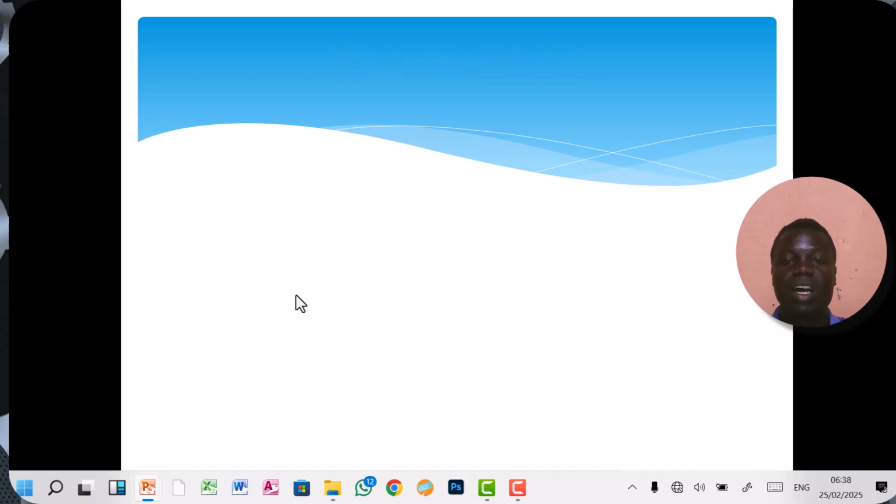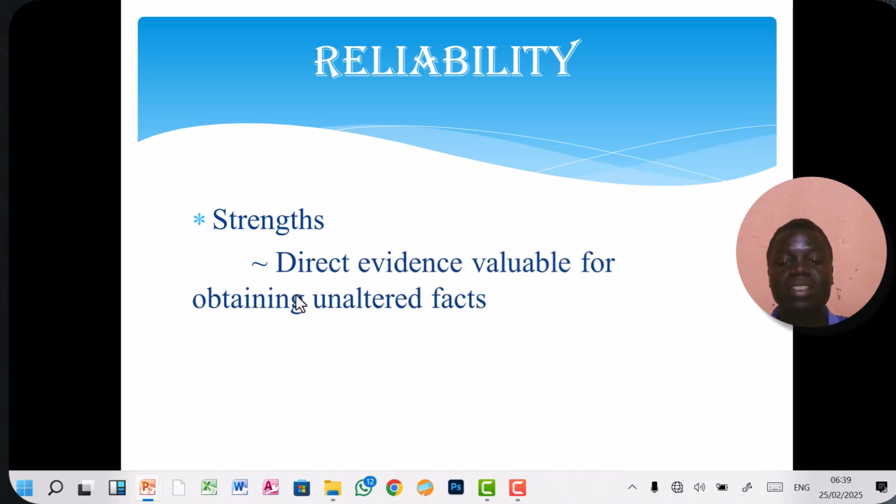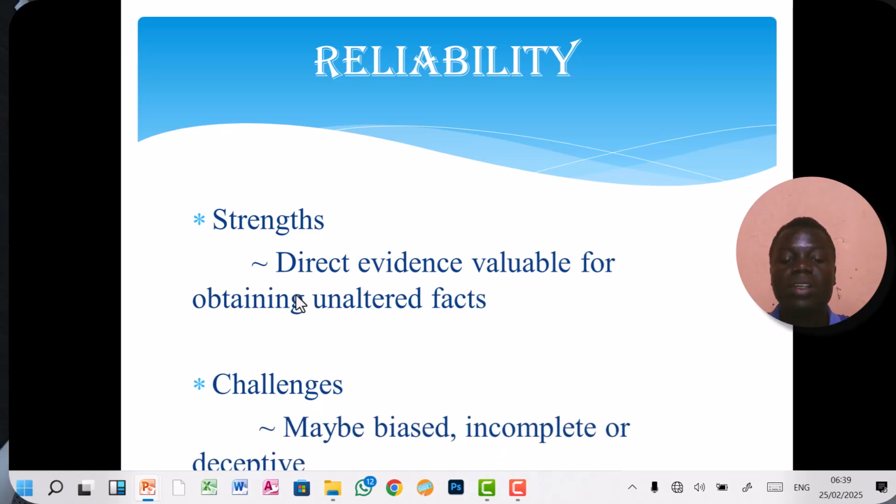And therefore we shall now be looking at its reliability, in such a way that we shall be looking at the strength of these primary sources: they provide direct evidence valuable for obtaining unaltered facts. We shall also be looking at the challenge of this primary source of information, in that it may be biased, incomplete, or deceptive. Eyewitnesses also can be deceiving, in such a way that they may fail to give the rightful information, and others may even not disclose it.